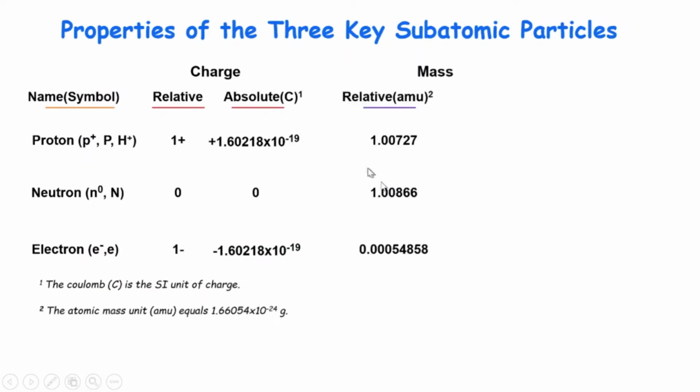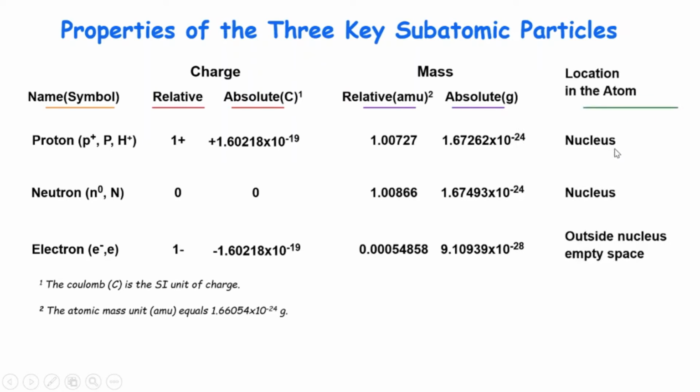So that's the relative mass, and here is the absolute mass in grams. And again, here are the locations, so you can find protons and neutrons in the nucleus in the center of an atom, and then of course electrons outside the nucleus in the so-called empty space.